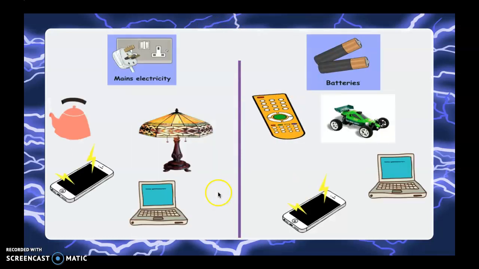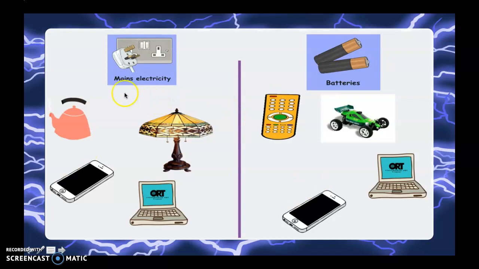Here is your hint. Mains electricity, plug, remember? You plug in the kettle, lamp, phone, computer. Now when you use batteries, you can use remote control or toy car, computer, cell phone. Now remember these. We will go over it again at school.